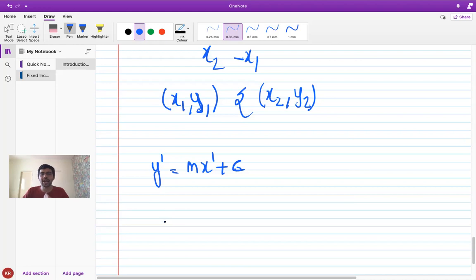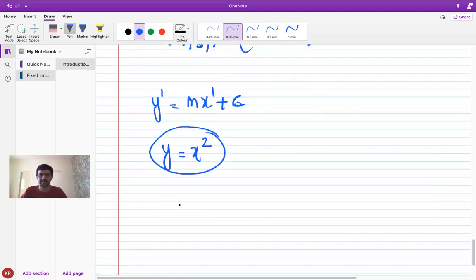The example that I am going to take is y equal to x square, a simple equation where y, being the dependent variable, is equal to x square, which means x into x, where x is the independent variable. Now, firstly, maybe your question will be, how do you know that this is a curve?